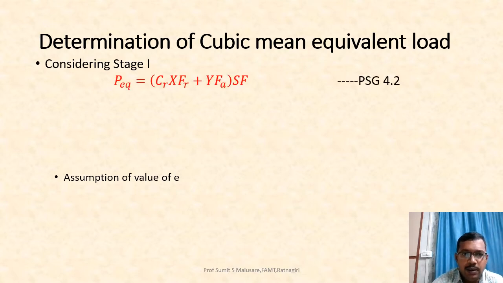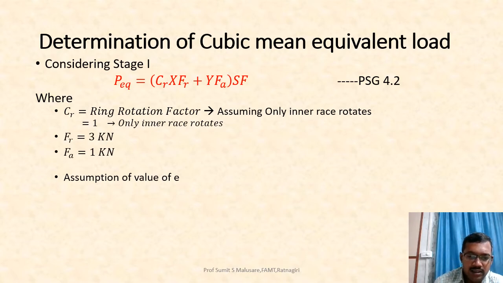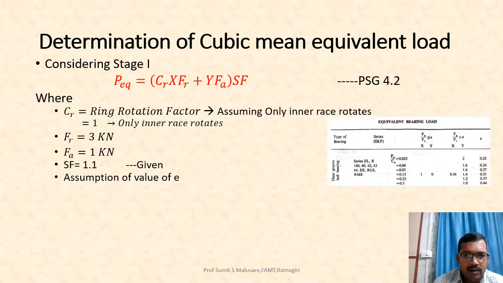Stage 1: P equivalent is equal to CR into X into FR plus Y into FA. That is the standard formula. In our case they haven't given any data regarding the ring rotation factor, so we are assuming the ring rotation factor as 1. Then FR is 3 kilonewtons, FA is 1 kilonewton. The service factor is 1.1. Then we go for the equivalent bearing load.